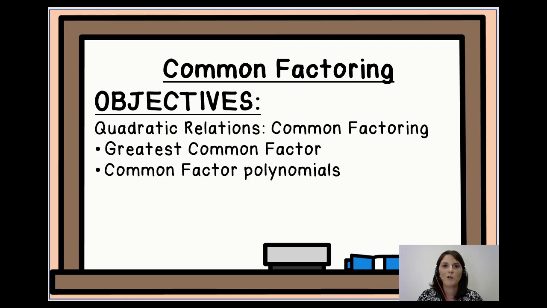Hi everyone, today we're going to be talking about common factoring. We're going to find the greatest common factor, or the GCF, and we are going to common factor polynomials. Go ahead and grab a piece of paper and a pencil and let's get started.